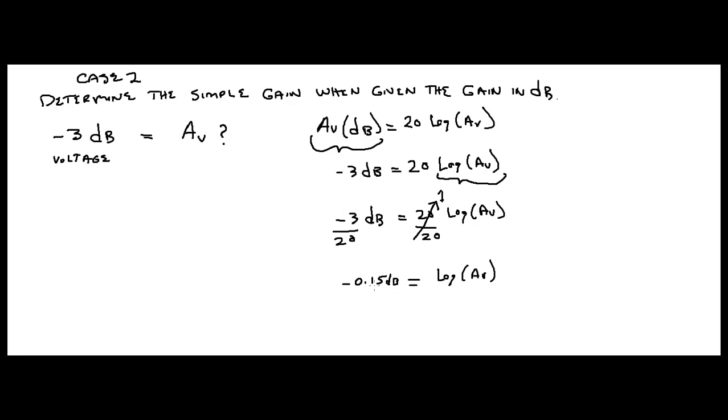Now, at this point, what you need to do is you need to raise both sides to the power of 10, right? So 10 to the -0.15 is going to equal 10 to the log AV, which is equal to AV.